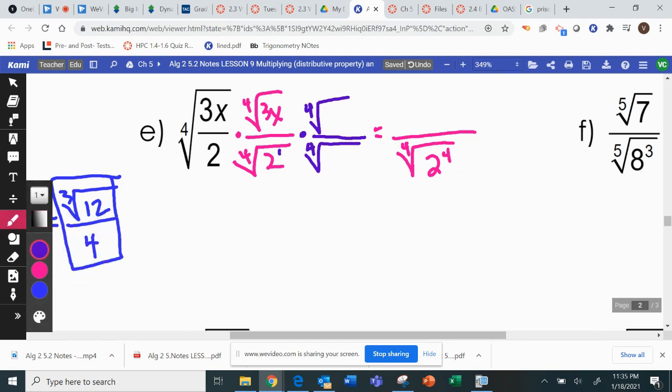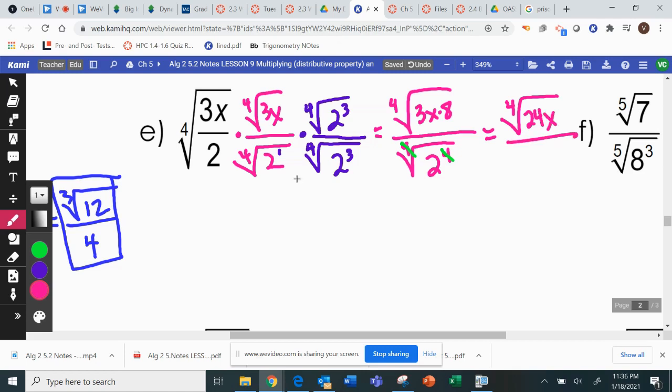So let's see, if this is to the first, then I need 3 more 2's to make 4 of them. I'm going to do that on the top and the bottom. So up here, we're going to have 3x multiplied by 2 to the 3rd, which is 8. 4th root and 4th power cancel. So we get the 4th root of 24x over 2. And that 2 cannot simplify with anything inside of the radical. So that's all we could do.